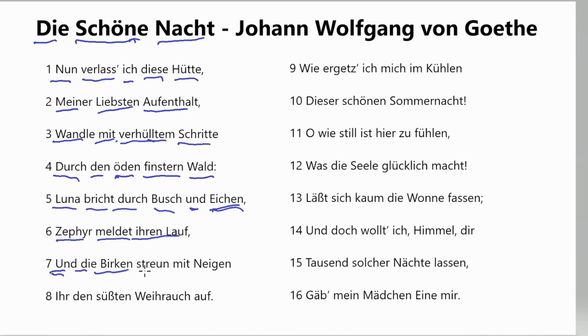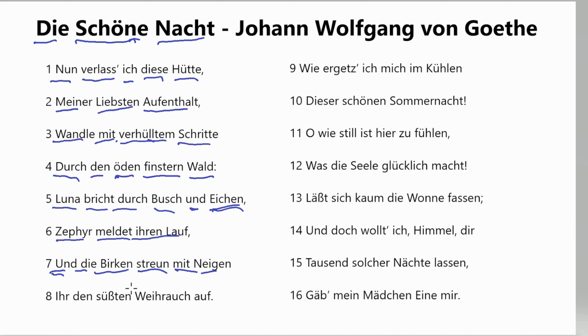So streuen means like to allocate or to distribute. Distribute is a good word, but like distribute something from it. So since it's the tree that is streuen, we can assume it's probably leaves or dust or something like that. Mit neigen. So mit means with, and neigen means leaning. So the birch tree is kind of distributing something, we don't know what yet, while leaning. So und die Birken streuen mit Neigen ihren süßen Weichrauch auf.